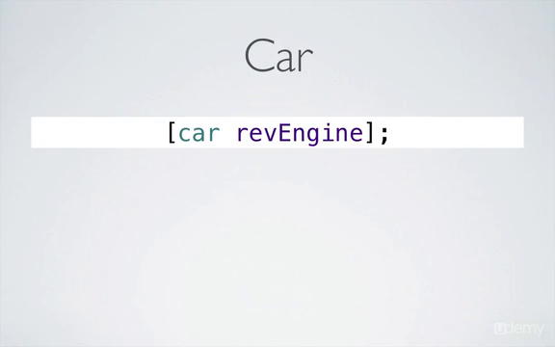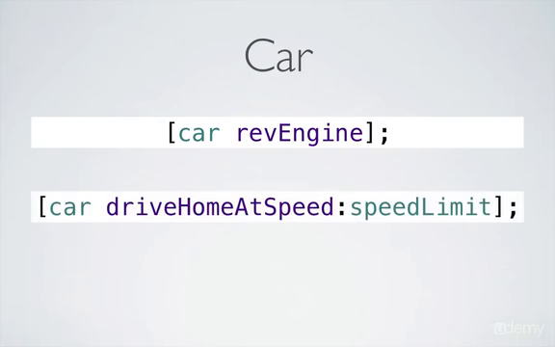What if I wanted to tell my car to drive home at the speed limit? It would probably be something like car drive home at speed limit. As long as I knew that my car could understand the rev engine method and the drive home at speed limit method, this is what I would do. So how could I find out if my car understands these methods and what other methods my car can understand? To do that, I would look at the class definition to see what methods the car has.